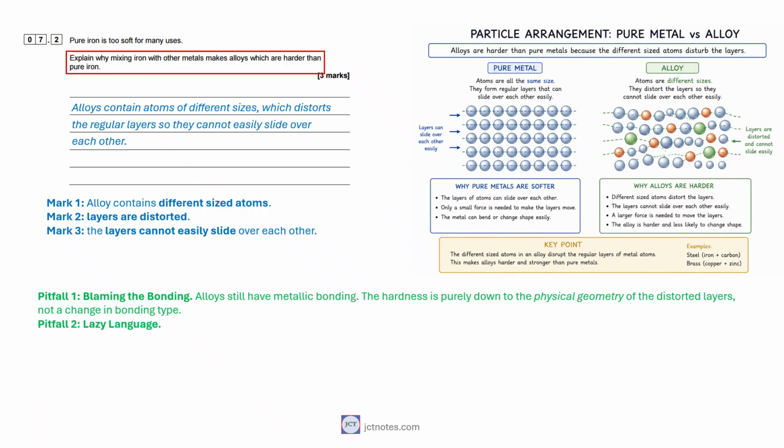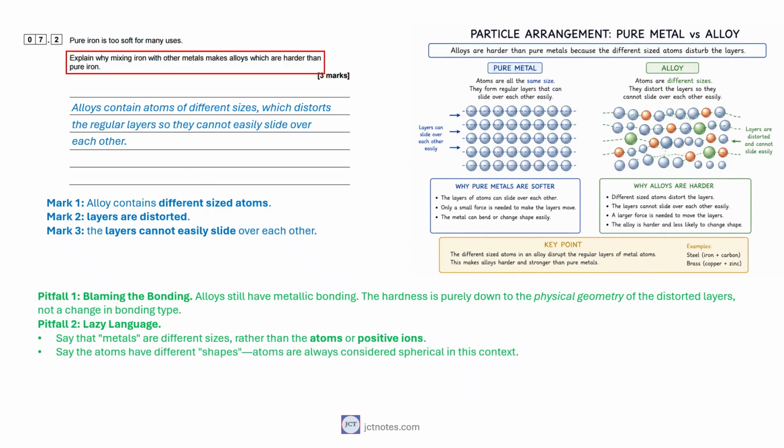Pitfall 2. Lazy language. The examiner noted that many students said the metals are different sizes, rather than the atoms or positive ions. You must specify that it is the atoms that are different sizes. Also, don't say the atoms have different shapes. Atoms are always considered spherical in this context.